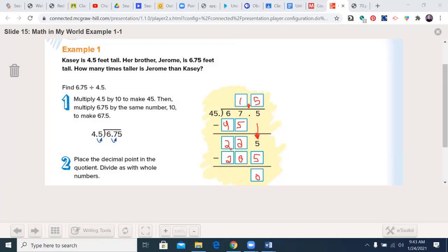Subtract, and we get 0. So Jerome is going to be 1.5 times taller than Casey. Go ahead and write this in, and then I will bring us to the bottom part of that. I'll give you about 15 or 20 seconds on that part.